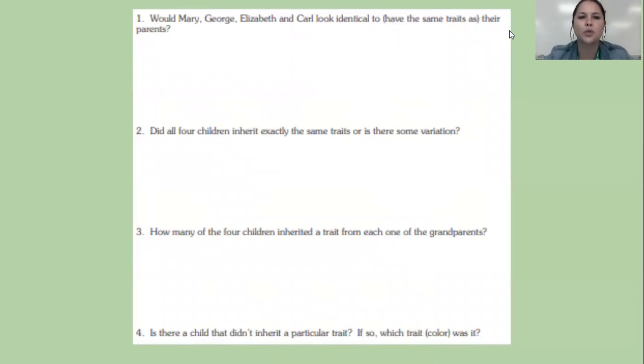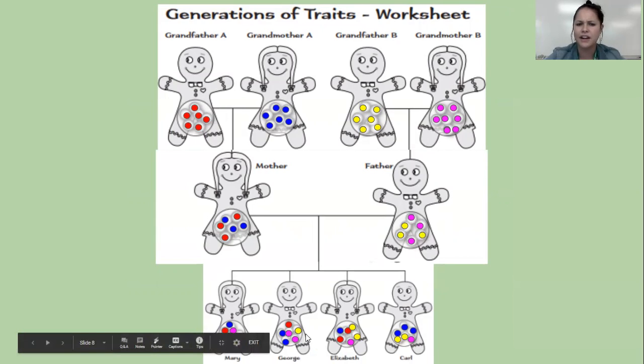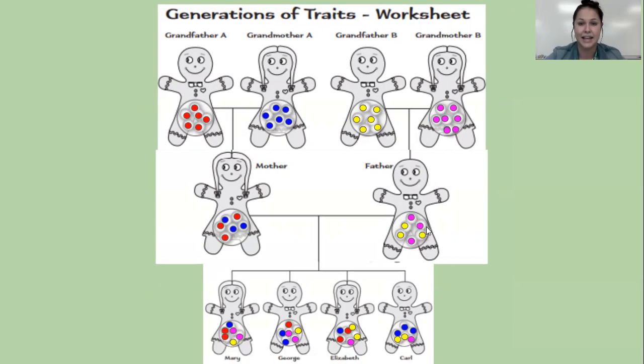The first question is, would Mary, George, Elizabeth, and Carl look identical or have the same traits as their parents? Let's think about it. Mother has all blue and all red. Father has all yellow and all purple. And each of the kids have a variation. So think, are they going to look identical, exactly the same as their mother and father?